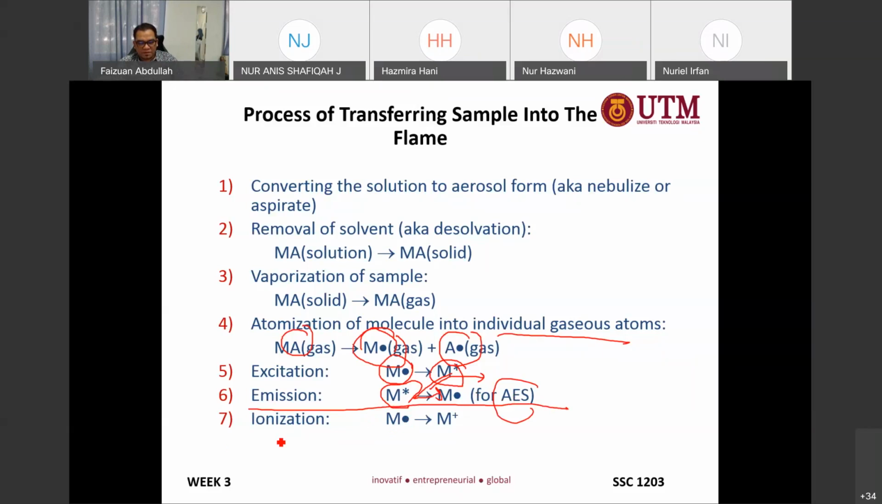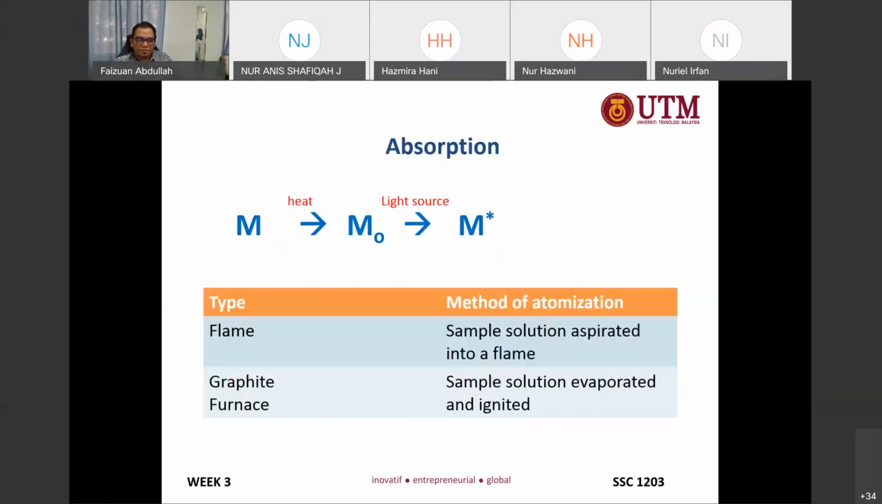And after that, if the atom absorbs a lot more energy, it will become ionized. The electron will come out from the atom. For AAS, we have a single atom burned, and from ground state to excited state, it absorbs an amount of energy from the light source. Then the detector will detect the loss of energy.